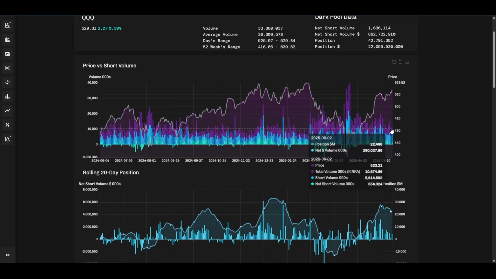Now, what I would specifically look for is the total volume. I would look at the total volume and what the total volume does. So I would not look at the short volume or the net volume. I look at the total volume, the purple thing, since that gives me an edge in predicting highs and lows.